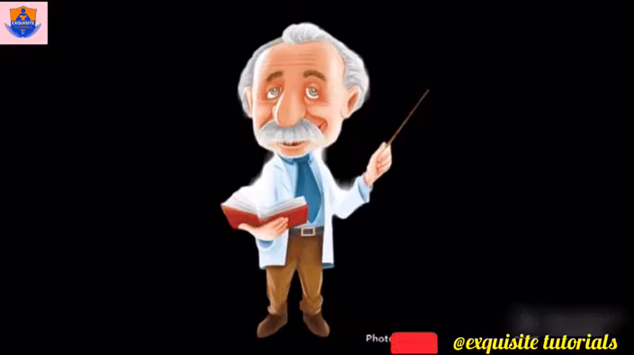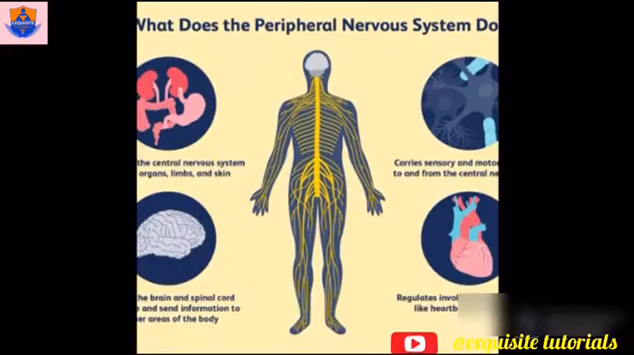Just as the name implies, the peripheral nervous system is the nervous system that your body can actually do without. It is made up of sensory and motor nerve fibers which run to and from the central nervous system and the rest of the body, and it can be divided into the sensory somatic nervous system and the autonomic nervous system.